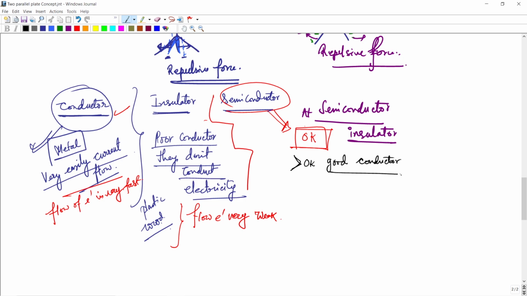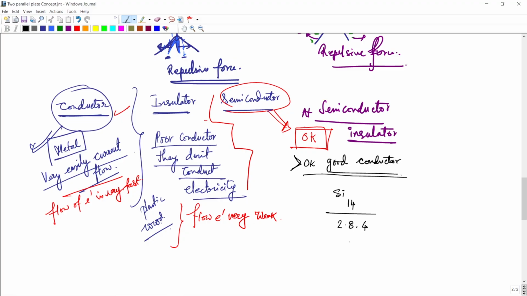Okay, so that's why it is a semiconductor, and that is the atomic configuration. Suppose we take an example of a semiconductor. Silicon is a good semiconductor. So the atomic number is 14, and the electronic configuration is 2, 8, 4.